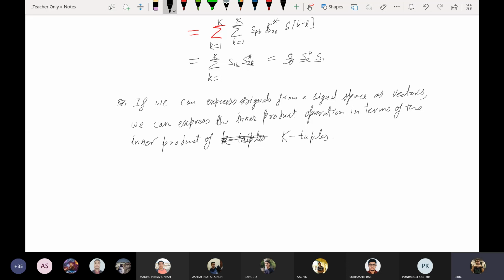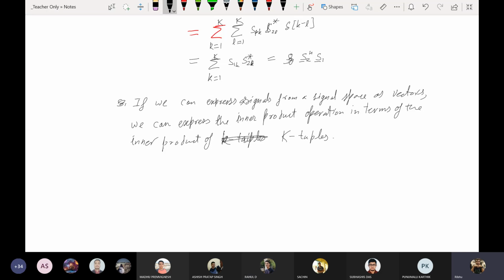So all you have to worry about now is multiplying the coefficients rather than multiplying the signals themselves. So we have actually reduced the operation of integration to that of a vector multiplication or vector inner product. That makes life simple, doesn't it? Yes, sir. So this has made life slightly simpler.